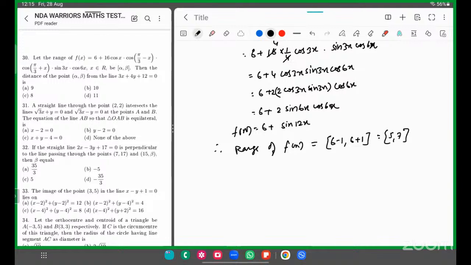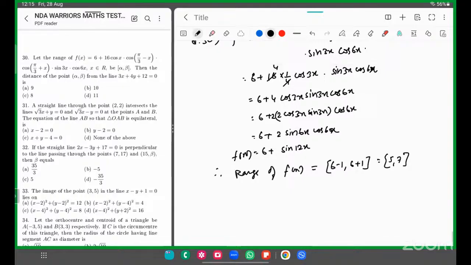Six minus four. Have I made some mistake? Cos 3x, 4 cos 3x, 4. Plus is there, not minus. Simplified it.